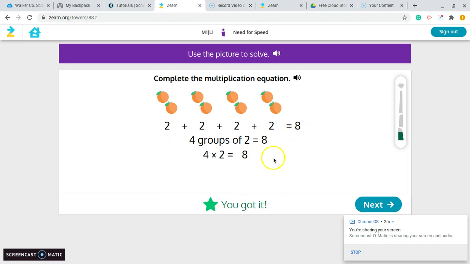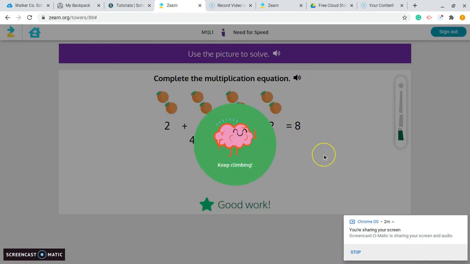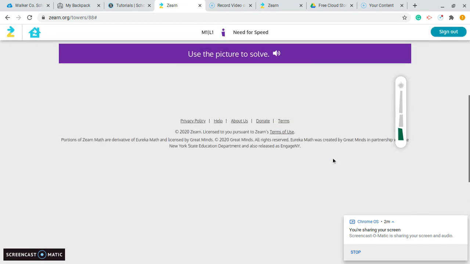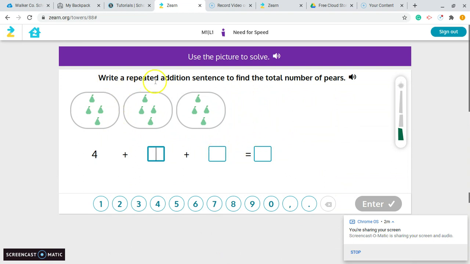And again, I can see everything that you put into Zearn, so please make sure that you are working correctly or efficiently. Okay, so now it says write a repeated addition sentence to find the total number of pairs. So you would say 4 plus, and then you could count, or you can see that there are 4 in the next group and the next group. And we would say 4 plus 4 plus 4, or 4, 8, 12.